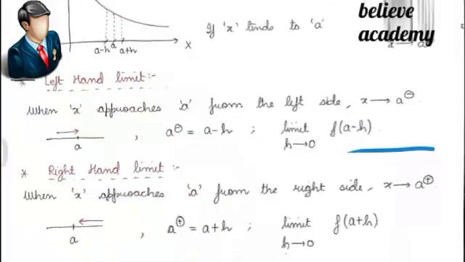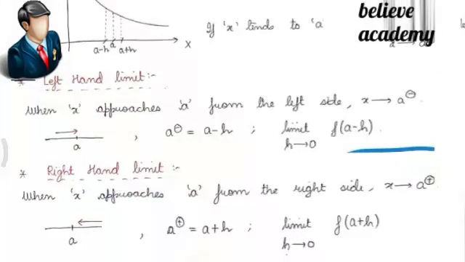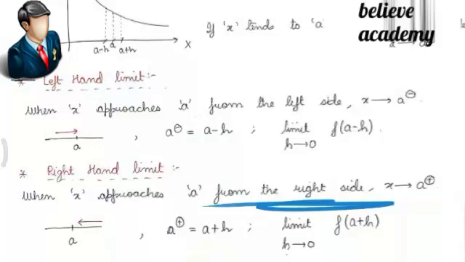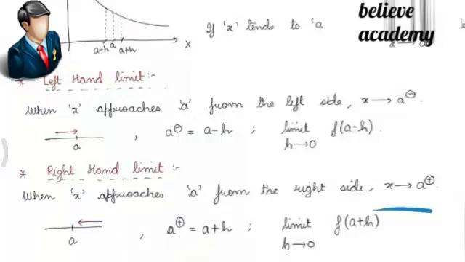Next we have the right hand limit. When x approaches a from the right hand side, that is this diagram which I have represented, you can see this diagram is represented here, then x tends to a plus actually occurs. A plus is equal to a plus h. Now limit h tends to 0, f of a plus h is the representation for this right hand limit.